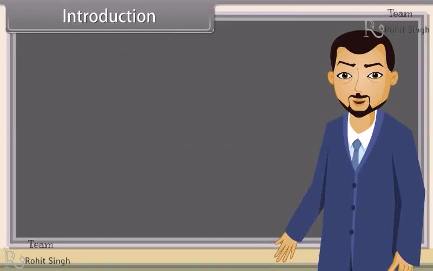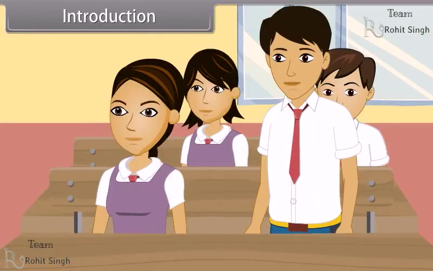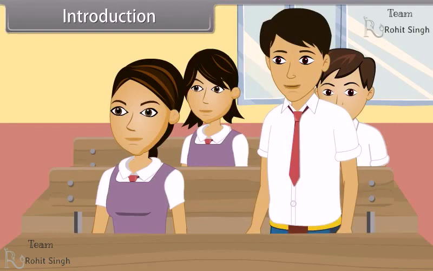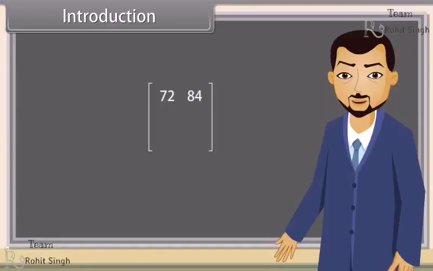Arun, how much did you score in science last year? Teacher, 72. And how much in maths? Teacher, 84. 72 in science and 84 in maths.